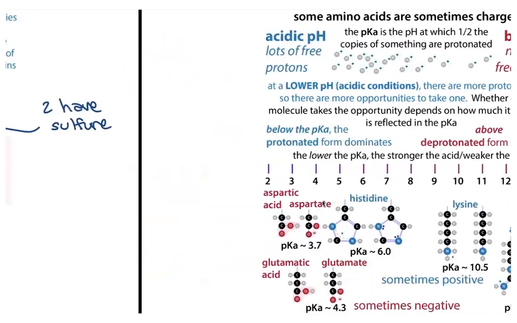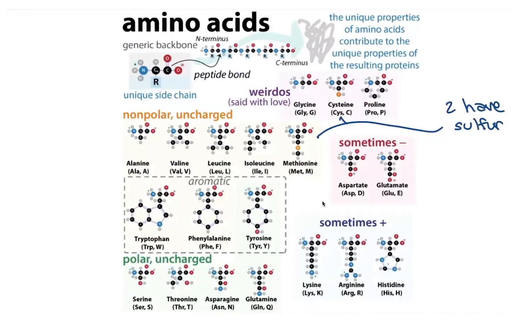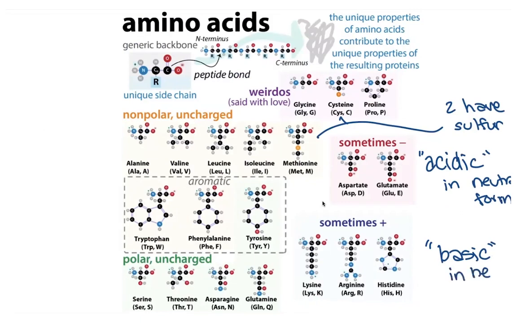Okay, now let's talk about the charged ones. We have the ones that are most of the time negatively charged. These are what we call our acidic amino acids. And we have the ones that are some of the time at least positively charged, and these are going to be our basic amino acids. It's kind of confusing to think about in this term because what we're saying is this is going to be in neutral form when these are acidic, and same with the basic, it's going to be basic in its neutral form.